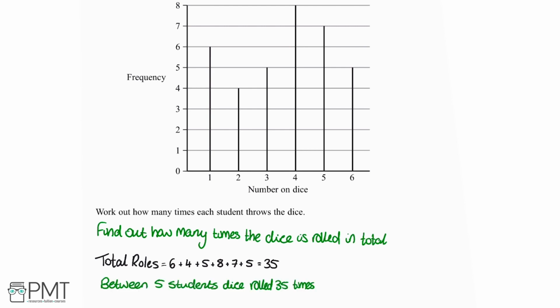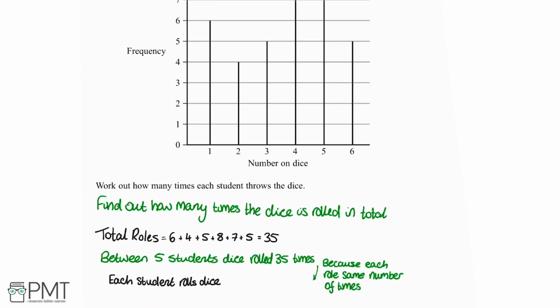However, it says in the question that they each throw the dice the same number of times. That means that each student rolls the dice 35, which is the total overall number of times the dice is rolled, divided by the 5 students, which equals 7. So each student rolls the dice 7 times. So you get 1 mark here for adding up to get the total, a second mark for trying to divide between the 5 people, and the final mark if we get the correct answer of 7.